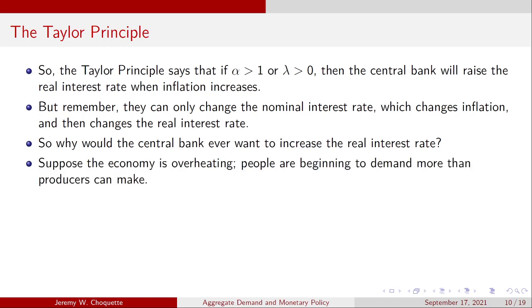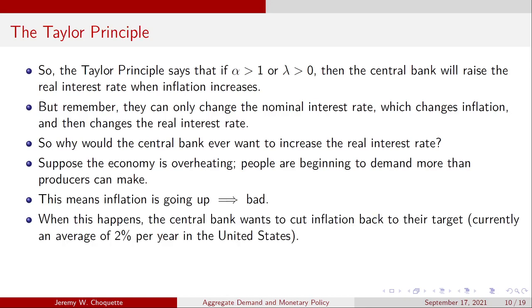Well, a couple reasons. One, suppose the economy is overheating. People essentially want more stuff than what producers can make. Well, that's not good, right? That means inflation's going up, which implies bad. And when this happens, the central bank wants to cut inflation back down to their target. Currently, it's an average of about 2% per year in the United States. We'll see if that holds in the future. It would be nice if it did.